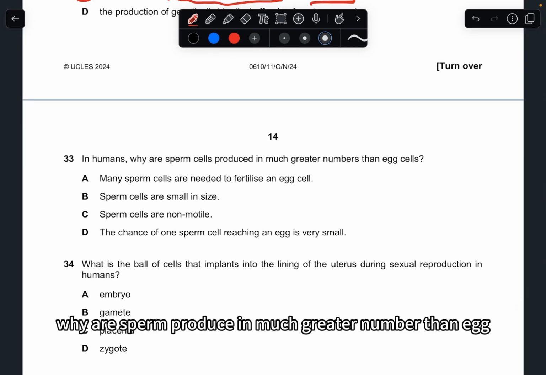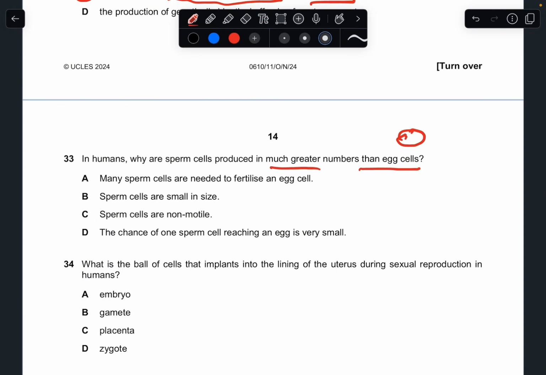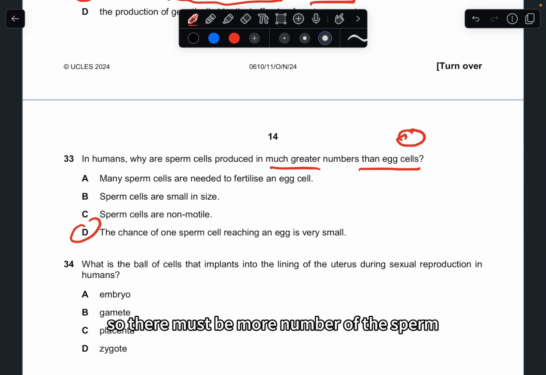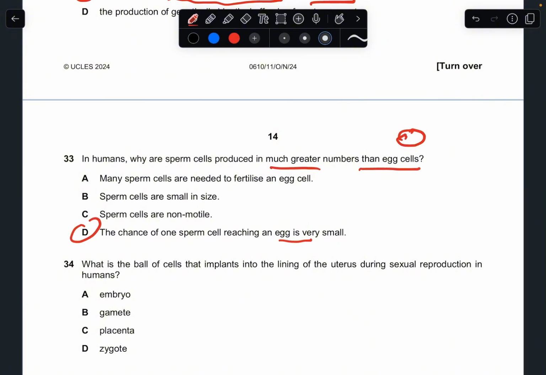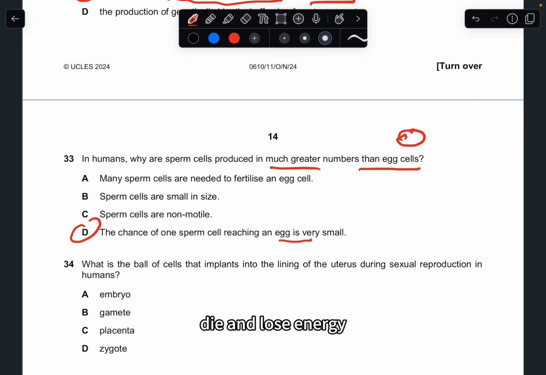Question 33. In humans, why are sperm produced in much greater number than eggs? Because in humans there's only one egg, and the sperm are too many in quantity. So the reason is D, because the sperm have to travel a long journey, so there must be a greater number of sperm, and only one egg is required. Most of the sperm die and lose energy on their journey, so the chance of sperm reaching the egg is very small. That is the reason.